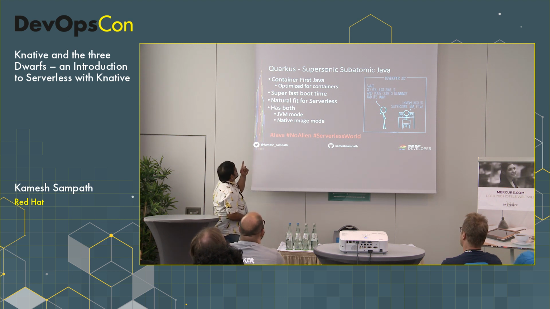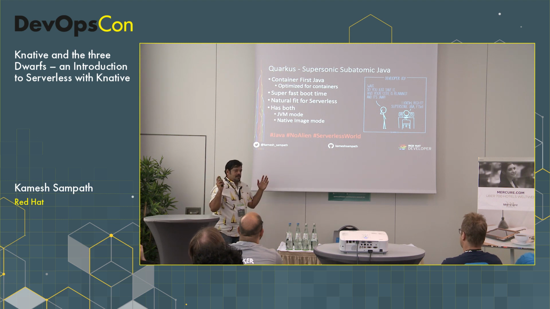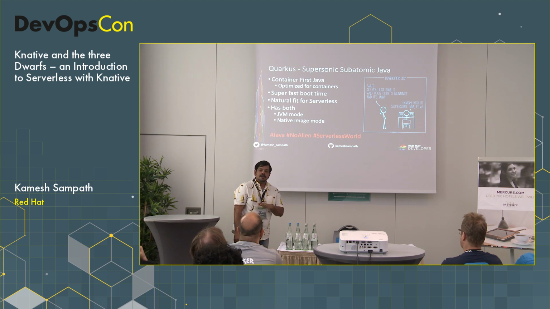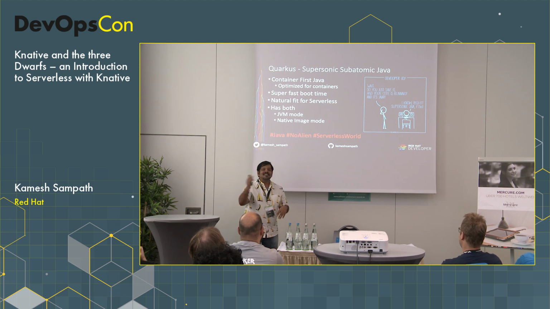If you see this, it also has container-optimized, super fast boot time. It has both JVM and native mode, because it uses GraalVM to compile into native mode as well. So you can use all these together. If you like the session, if you found something interesting, just use this hashtag as well, because I want to tell people that Java is no longer an alien in the serverless world. You can still do Java development. People need not go to Golang. Golang people, don't take offense. It's just another learning curve avoided.